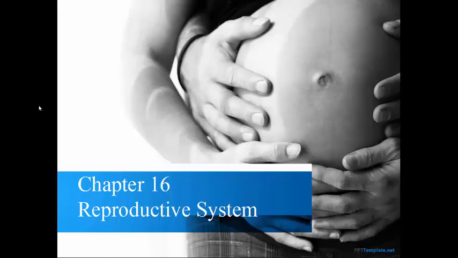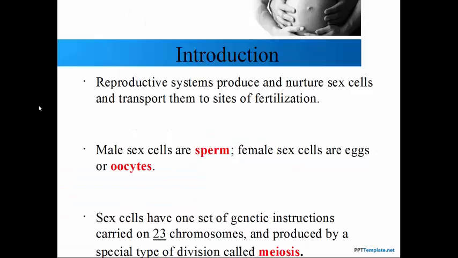Okay, welcome back. In this video, we will go over chapter number 16, the last chapter in our course, the reproductive system. Now, the reproductive systems, both for male and female, are responsible for producing and nurturing sex cells and then transporting them to the sites of fertilization.